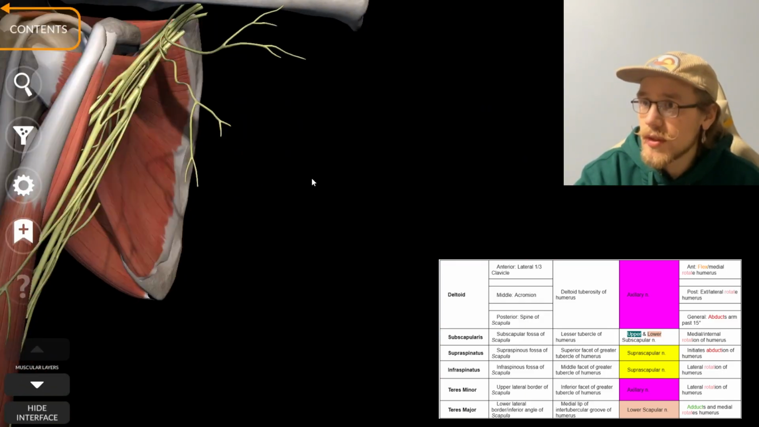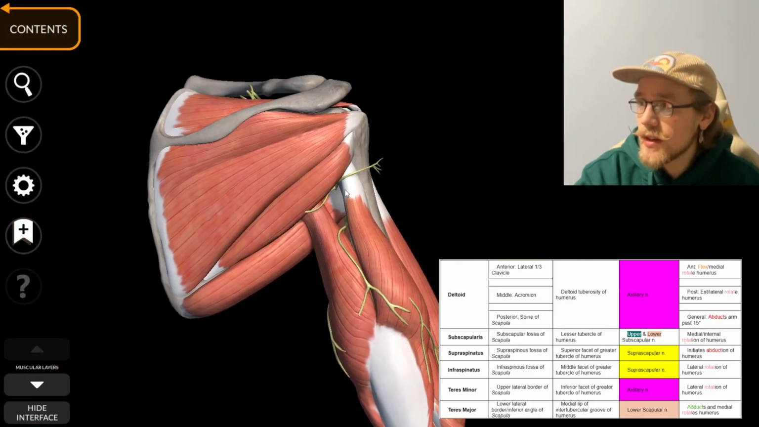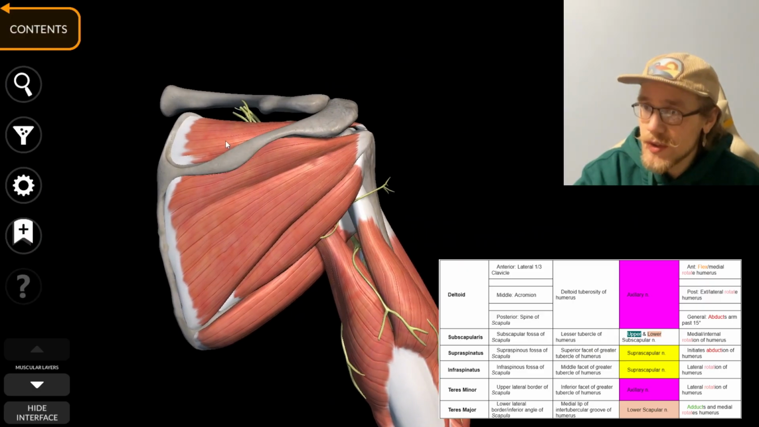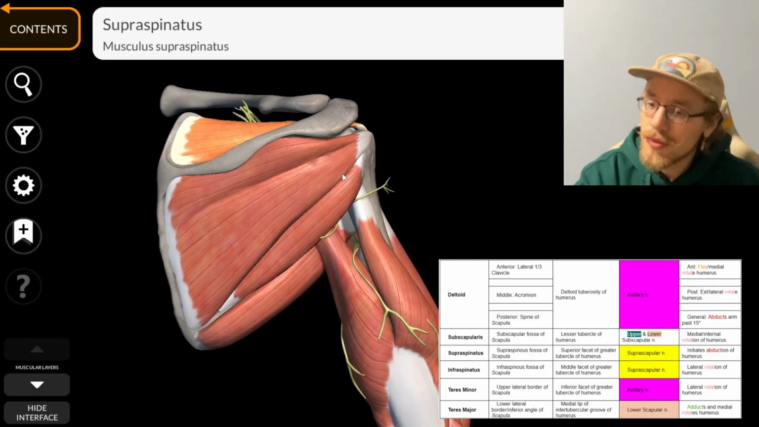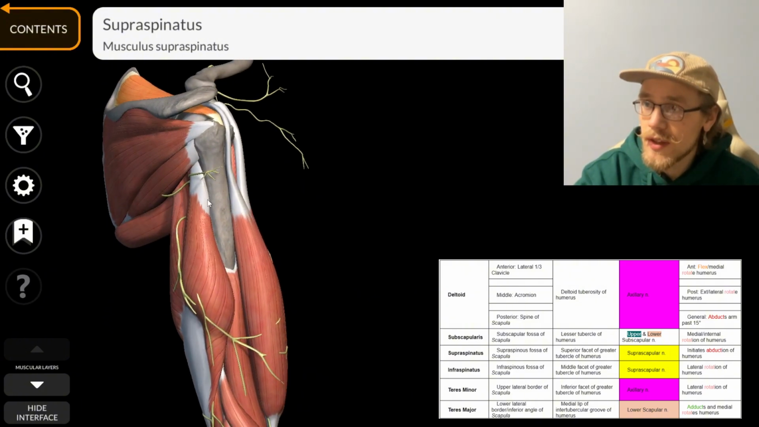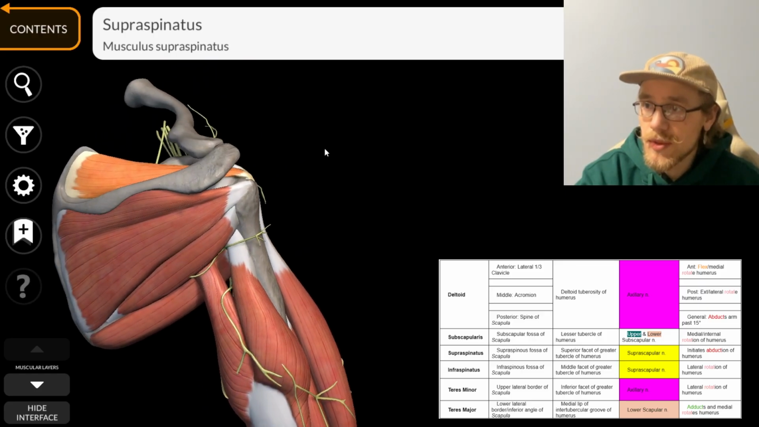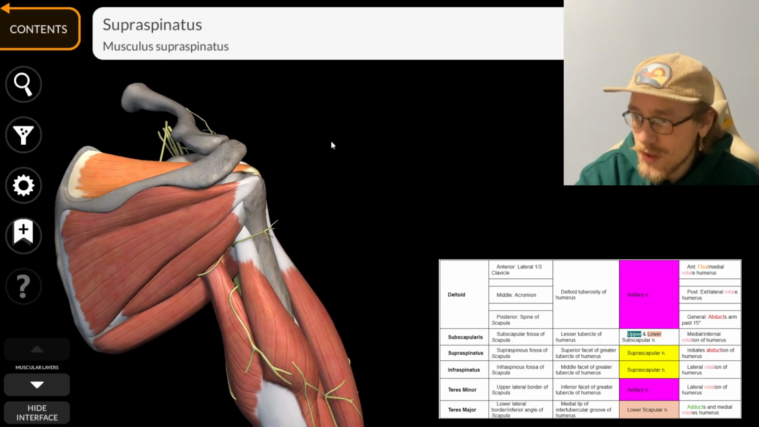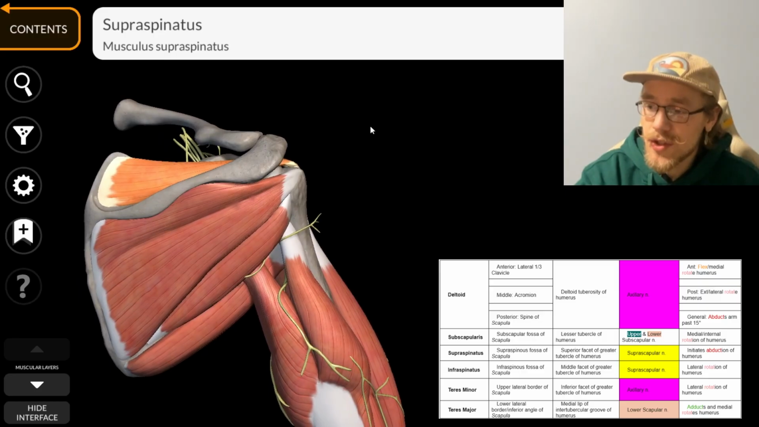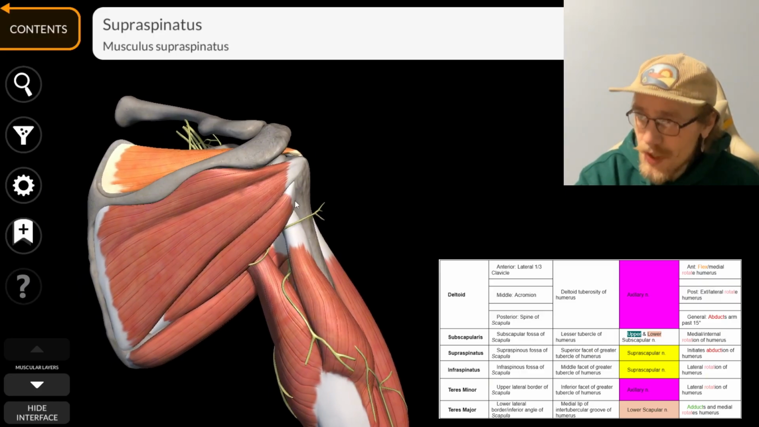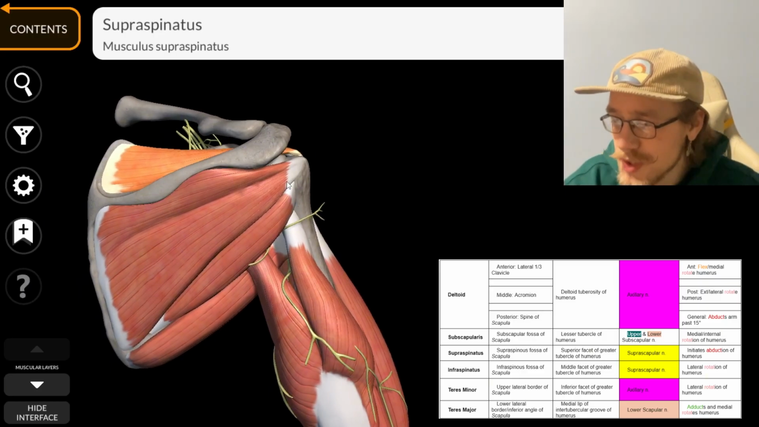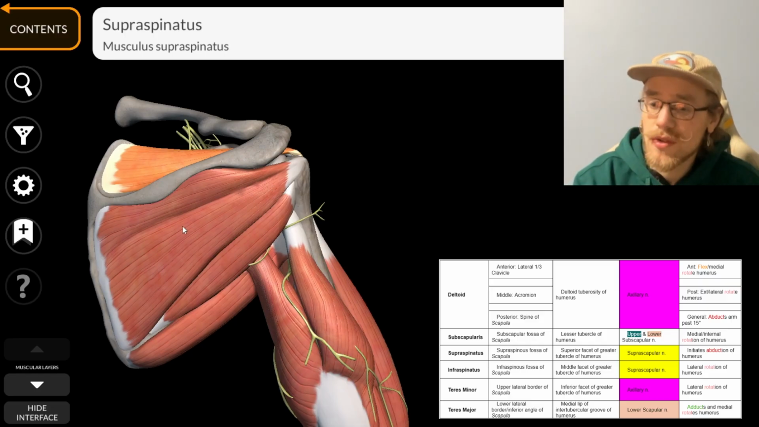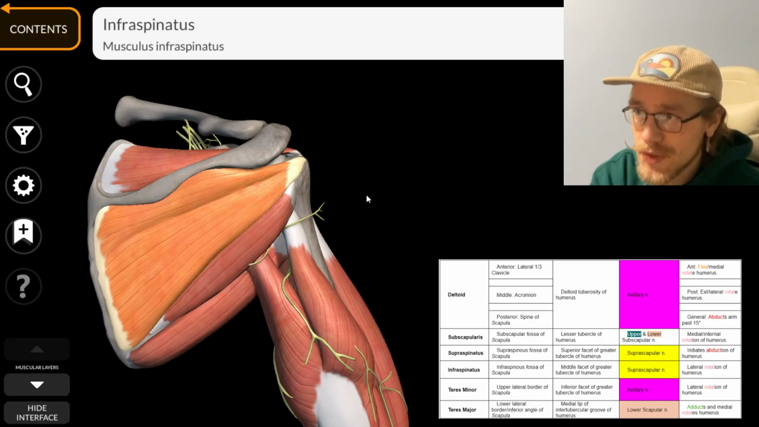Next, we're going to look back around to the other side at the supraspinatus. That's going to originate from this border of the scapula here. It's going to insert on the superior facet of the greater tubercle, and it is going to cause abduction of the humerus. It will be innervated by the suprascapular nerve, which will also innervate our next muscle, the infraspinatus.